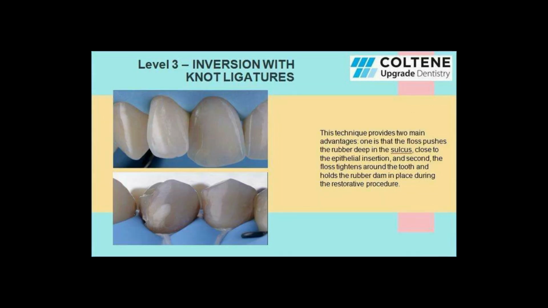Now level 3 is inversion with knot ligatures. This technique provides two main advantages. One is that the floss pushes the rubber deep into the sulcus, similar to what we saw in level 2. And secondly, the floss tightens around the tooth and holds the rubber dam in place during the restorative procedure, which is very clear from the lower, or the second, picture.